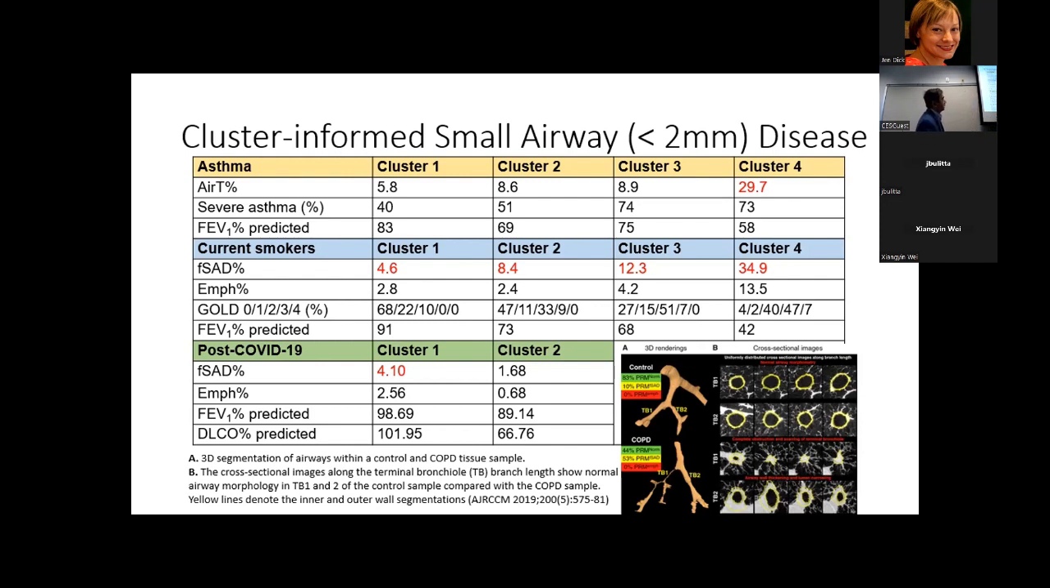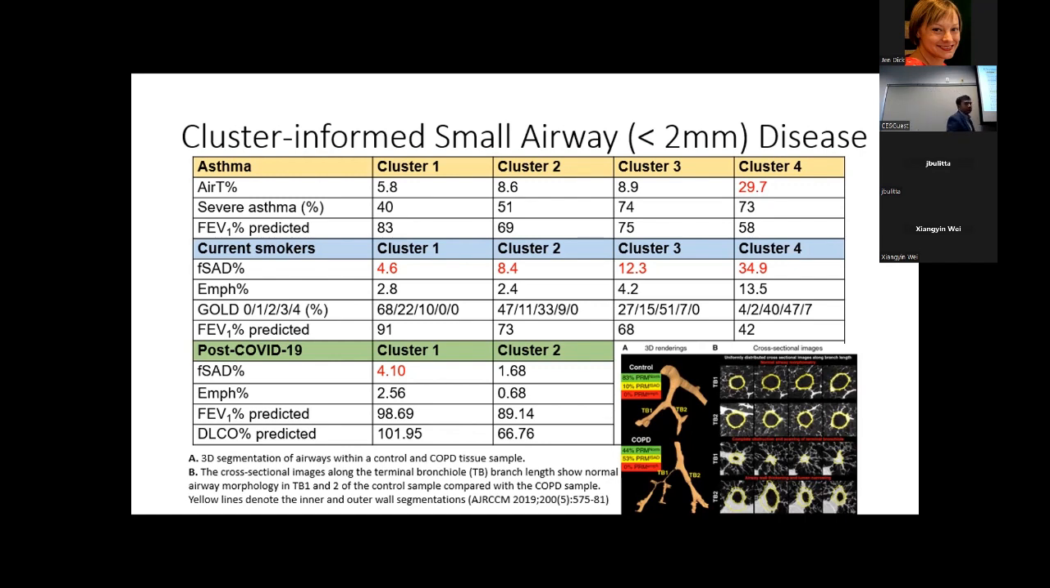Now let's look at the cluster information between asthma, current smokers, and post-COVID. Let's look at asthma first. We have 4 clusters with increasing severities. We found that only cluster 4, severe asthma, has very severe small airway disease in red.